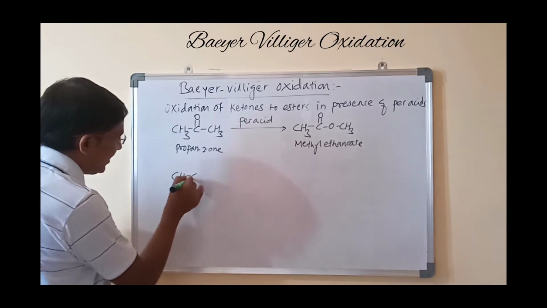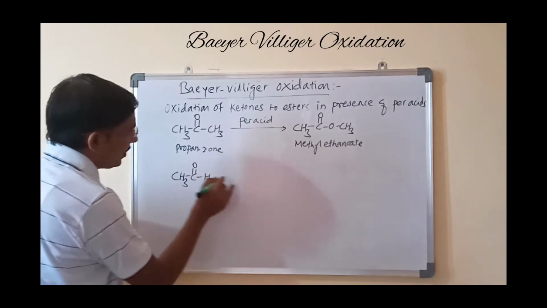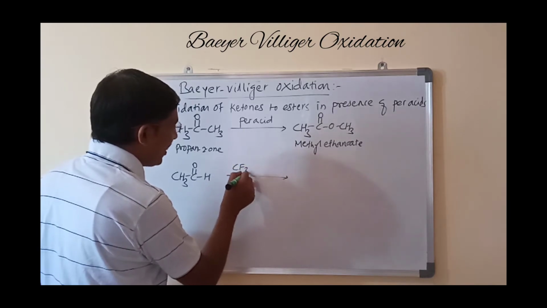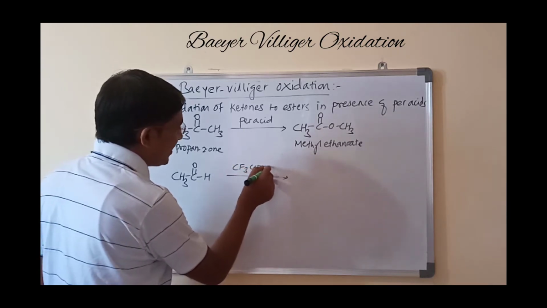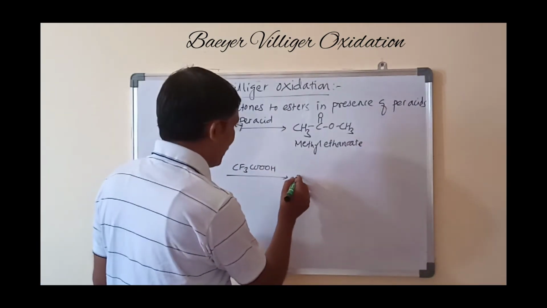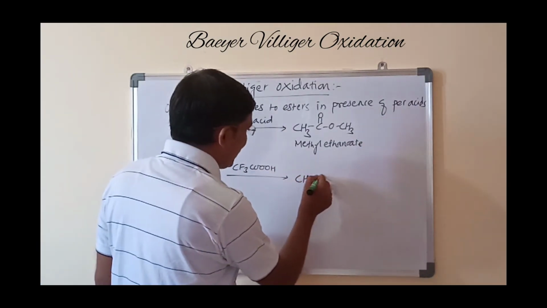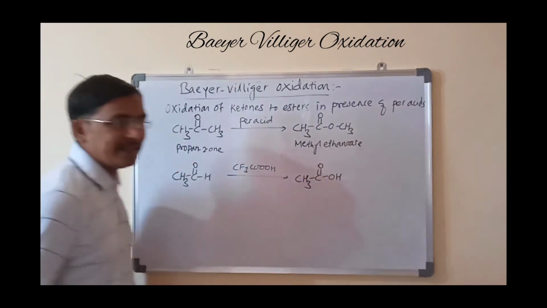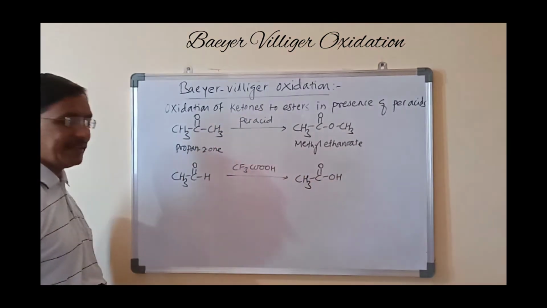Acetaldehyde CH3CHO in presence of per acid. If we take here trifluoroperacetic acid, CF3CO3H, the product is CH3COOH, acetic acid, that is ethanoic acid.